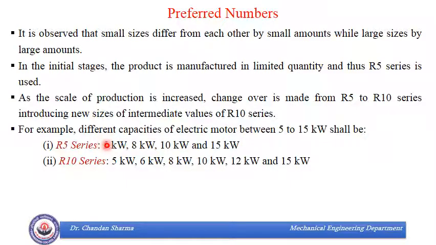When the company has increased its production, they can switch on to the R10 series. So in that the factor will be 1.26. So 5 multiplied by 1.26, after rounding off, is 6 kilowatt, and so on. So initially when only 4 power ratings were possible, now 1, 2, 3, 4, 5, 6 power ratings are possible. So as you move on from lower series to higher series, the models in between, the power rating in between, or the size in between will increase.